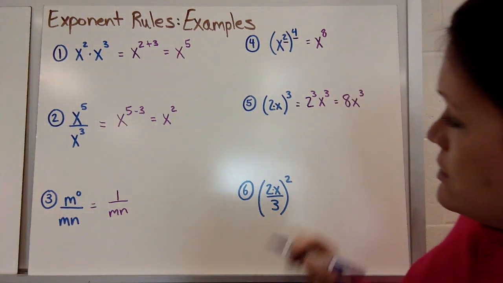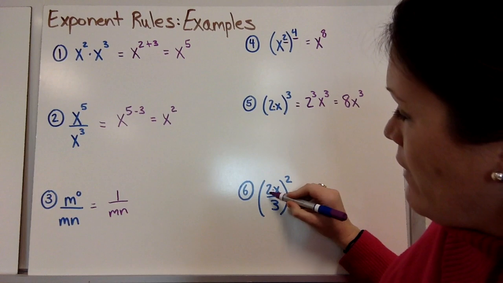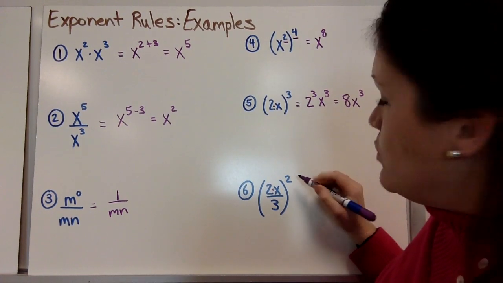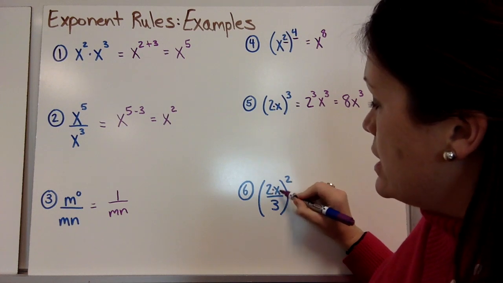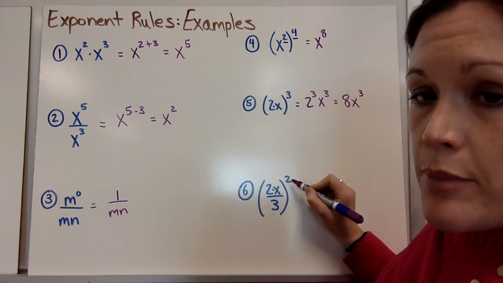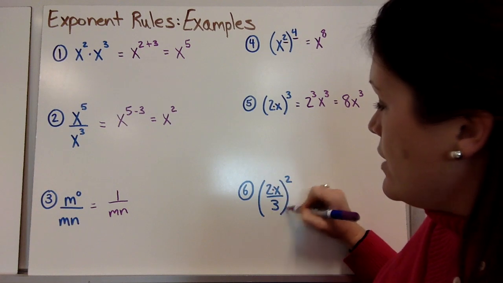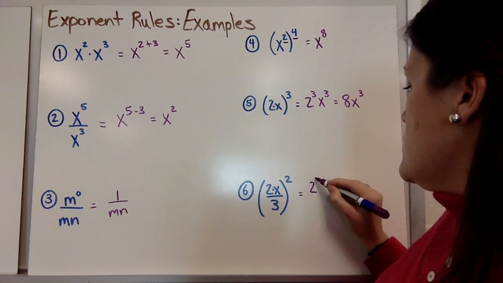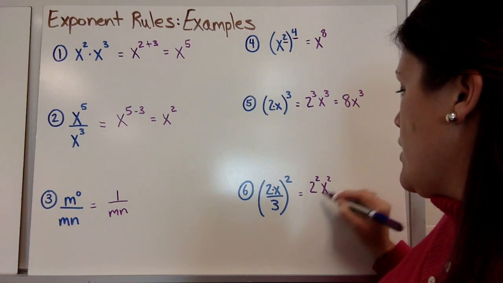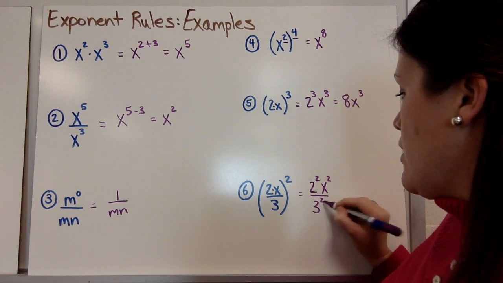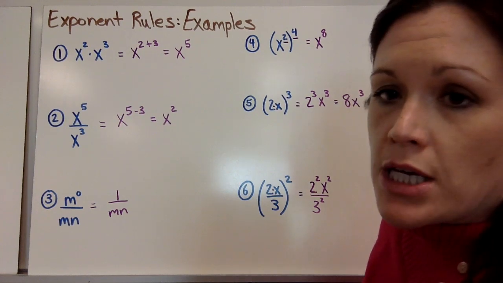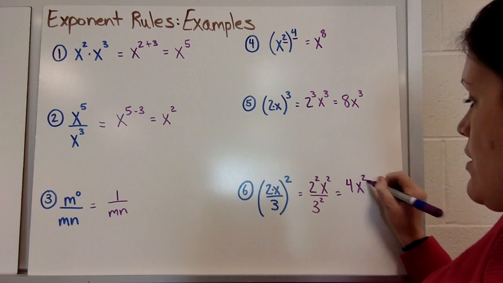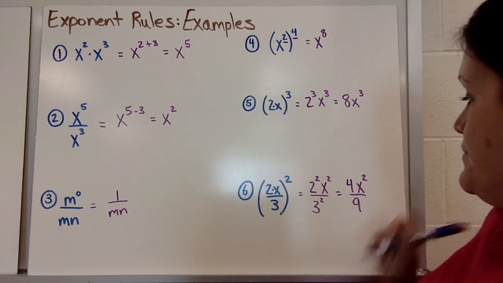Let's look at number 6. So number 6 has a little bit more going on. We have a product in the numerator and a 3 in the denominator. So you still want to give everything in this parentheses a second power, because the 2 applies to everything in this group. So we would write 2 squared, x squared, and 3 squared in the denominator. And then we can clean it up. So that would give us 4x squared over 9.